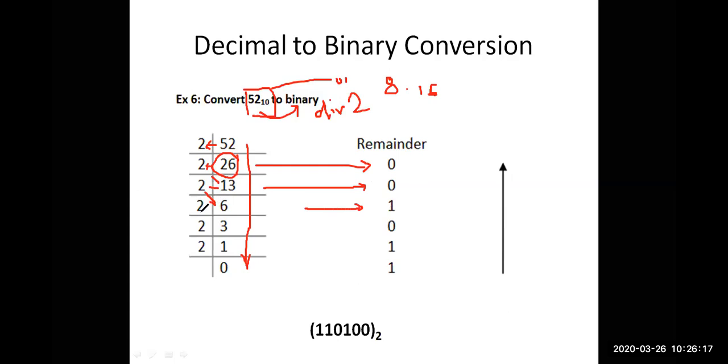Now 6 divided by 2, quotient 3, remainder 0. 3 divided by 2, quotient 1, remainder 1. 1 divided by 2, quotient is 0 and remainder is 1. Now we just have to write all these remainder values from bottom to top. So 110100, this is the answer.